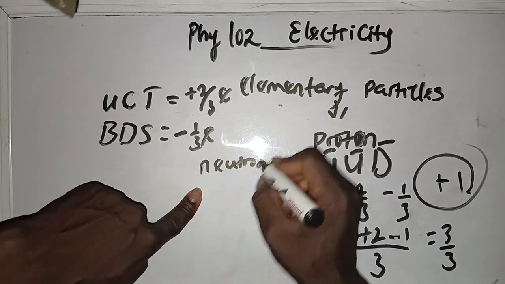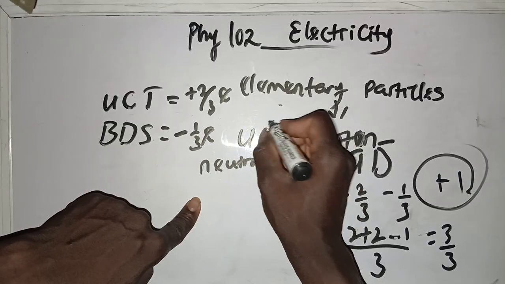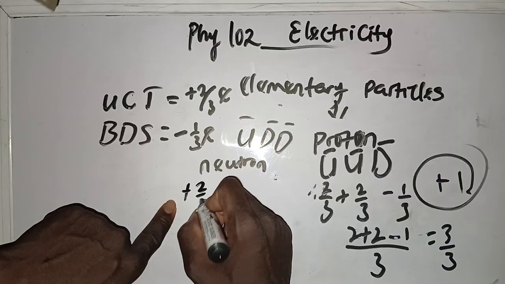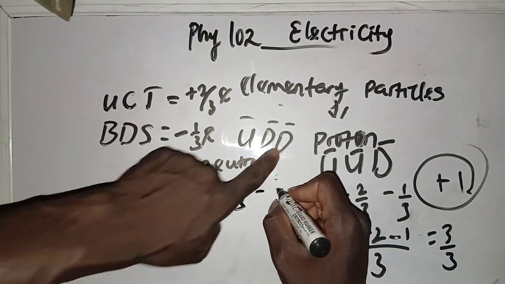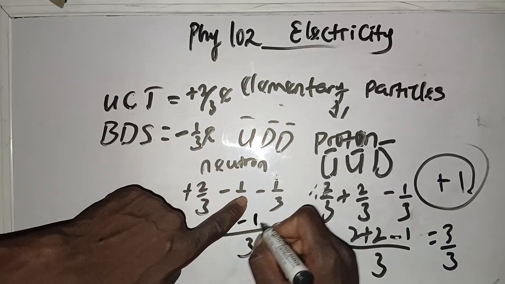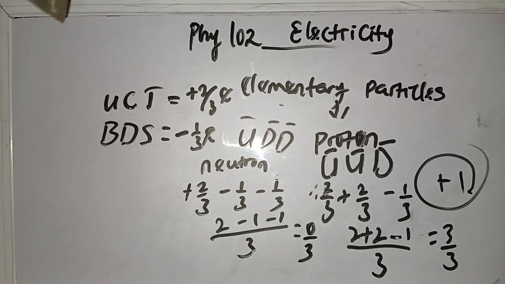Now for neutron, neutron is zero charge, right? So neutron contains 3 quarks as well, but 1 up quark and 2 down quarks. So an up quark is plus 2 over 3. Down quark, it belongs to BDS, minus 1 over 3, minus another down quark, 1 over 3. The denominator is 3. This is 2 minus 1 minus 1, which is 0 over 3. And that's 0.